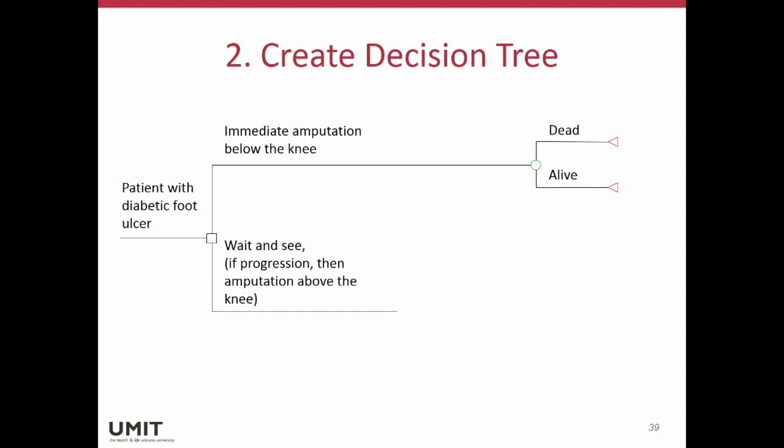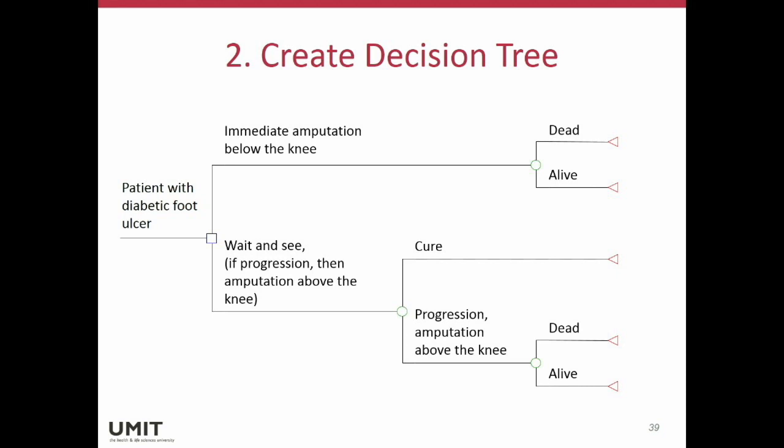Cure or not cure? So we call that cure or progression. And with the progression now, the if-then rule gets active, and that means progression, which means amputation above the knee, which itself then can lead to death or alive. So that's my structure. There's one piece missing.